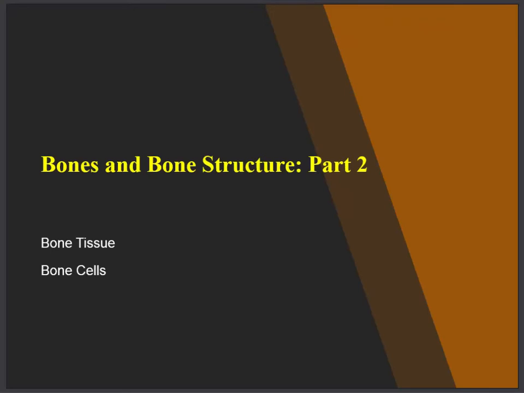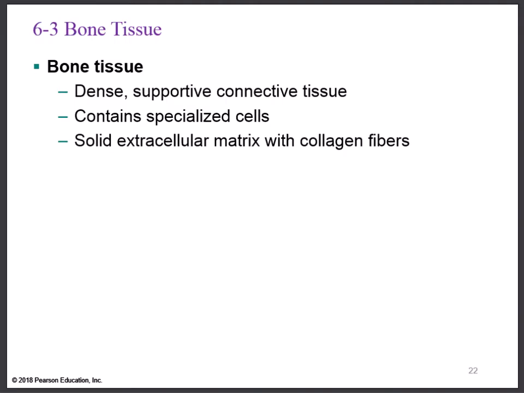In part two of bones and bone structure, we'll take a look at the anatomy of bone tissue and the various bone cells that make up bone. So, bone tissue is actually a connective tissue. We classify it as a support connective tissue. So, I put here it's a dense supportive connective tissue.